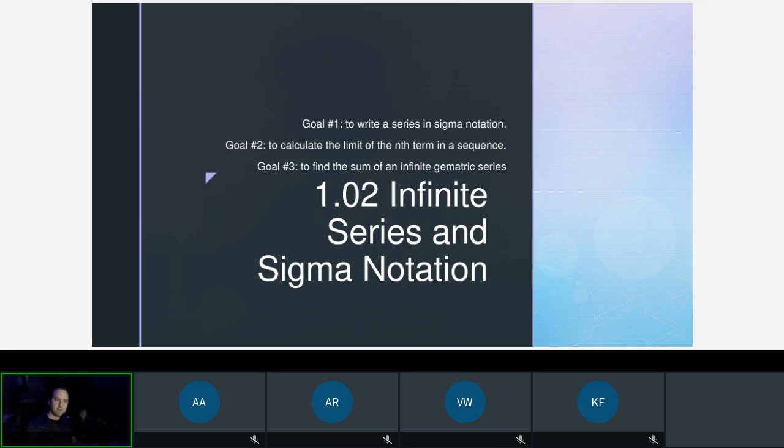Okay, this is day 3 of 1.02 Infinite Series and Segmentation. We have quite a bit to do today. I kind of wish I would have separated this into 2 different lessons because I believe it should be 2 lessons. But I'm just following the way they have it set up on your online modules. So goal number 1, we're going to write a series in sigma notation. Goal 2, we're going to calculate the limit of the nth term in a sequence. And goal number 3, we're going to find the sum of an infinite geometric series. And goal 3 is what Chloe brought up on day 1 of 1.02.